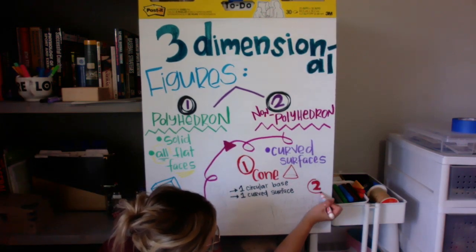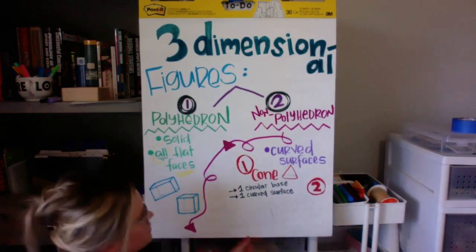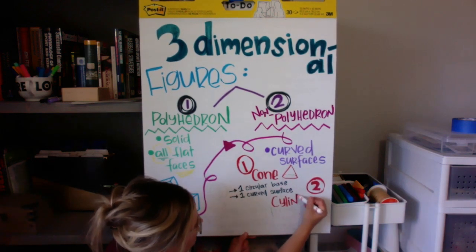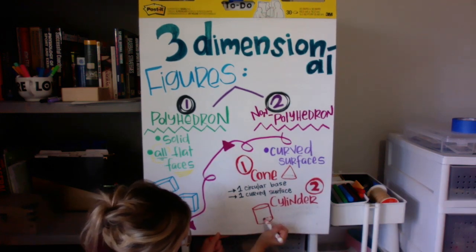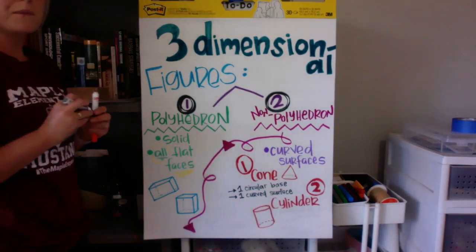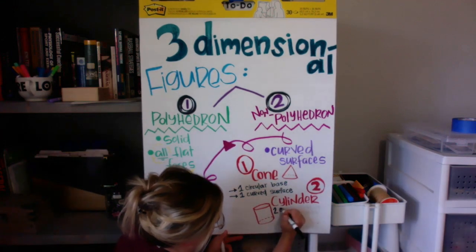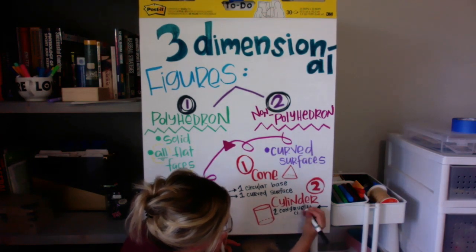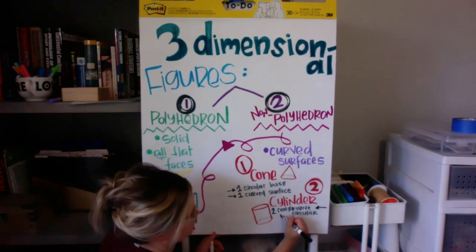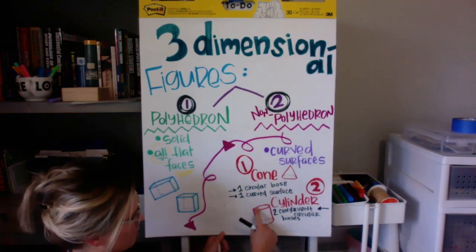The second non-polyhedron is a cylinder. A cylinder consists of two circular bases, the top and the bottom, and those are congruent, so they're exactly the same. It also consists of one curved surface. Again, no polygons here, so this is a non-polyhedron.